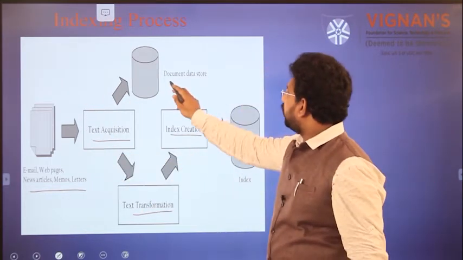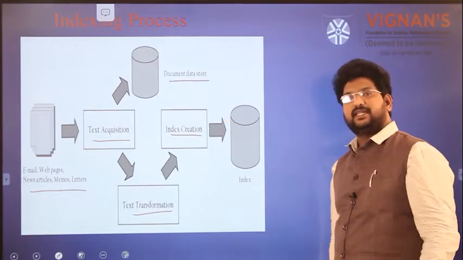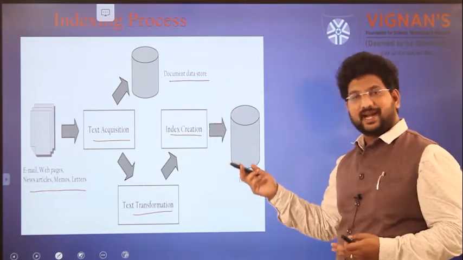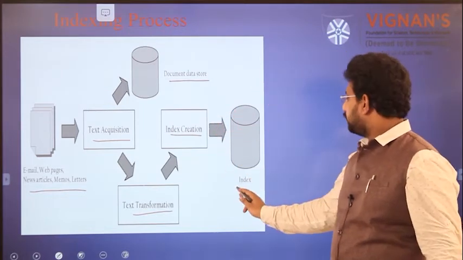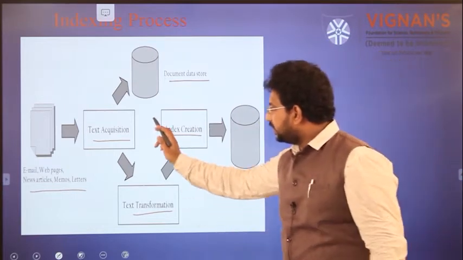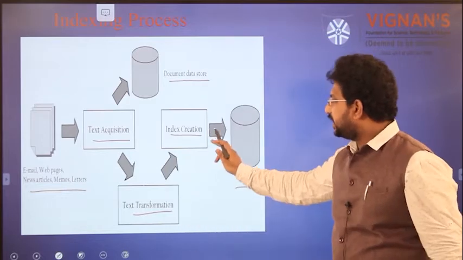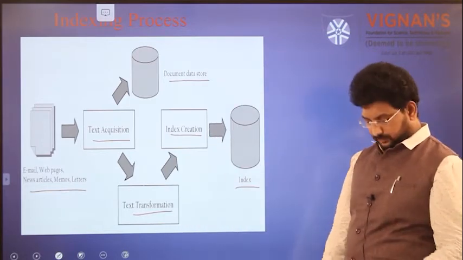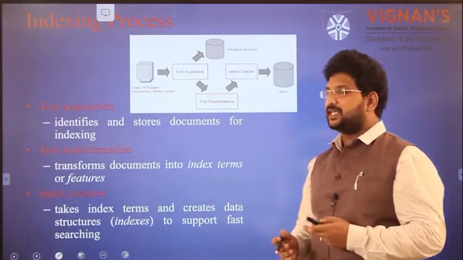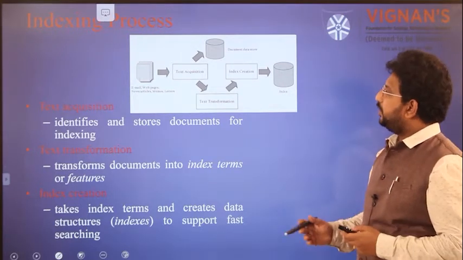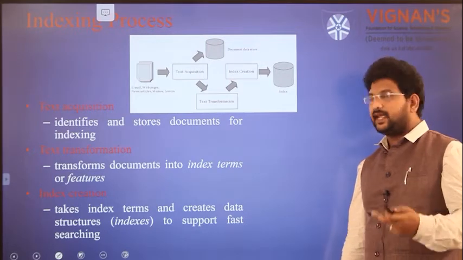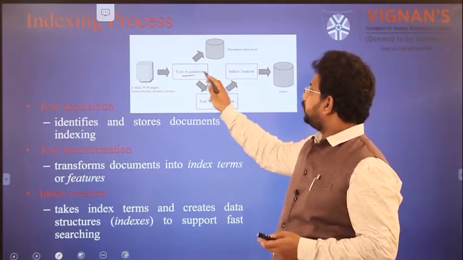And here you will have the document data store. We can simply understand it as a database consisting of different documents and their metadata. Finally, you are going to create the index. So the indexing process mainly consists of text acquisition, text transformation, and index creation. In the next slide, we are going to understand what the indexing process does as part of these three components.